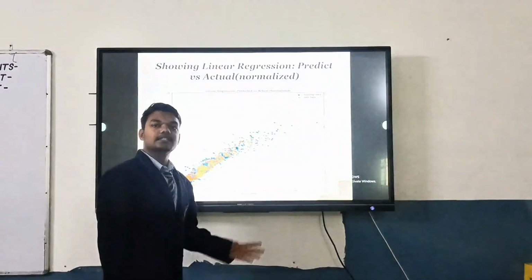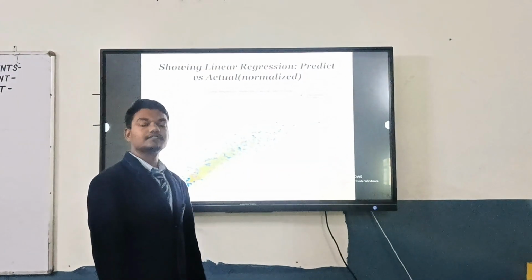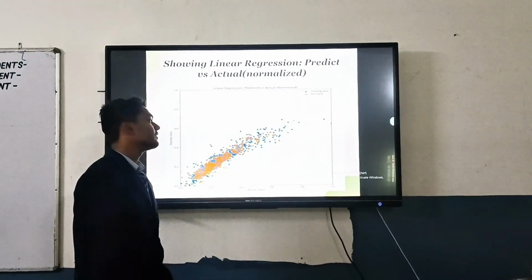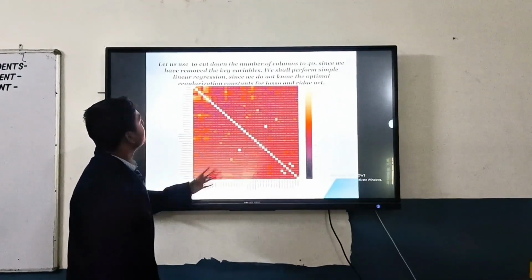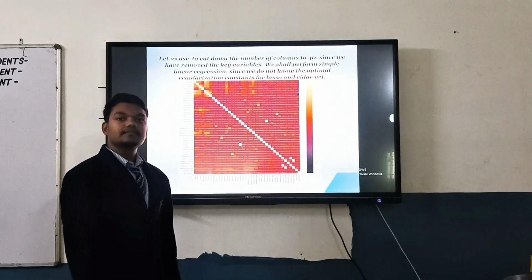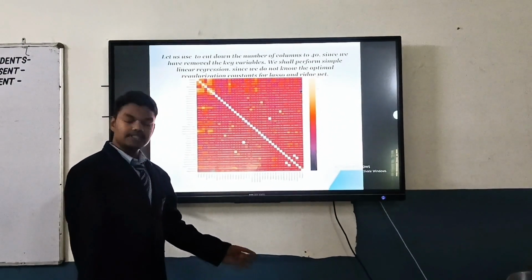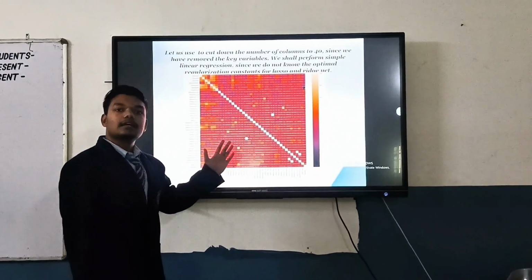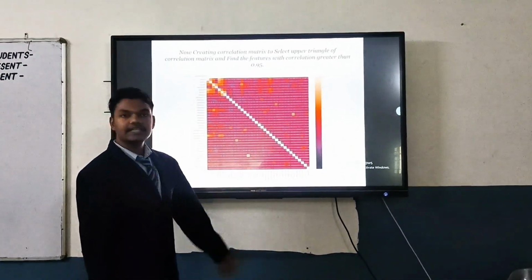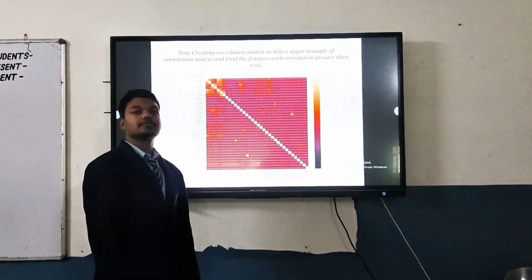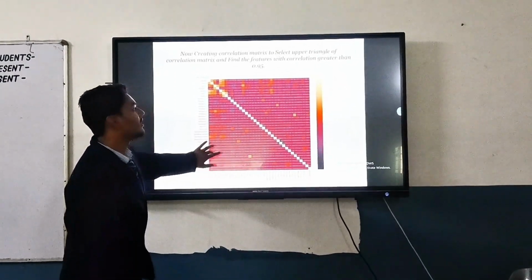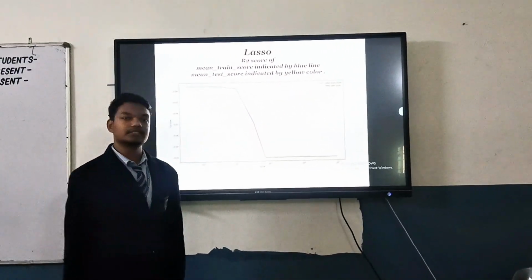This graph displays the predicted versus actual scatter plot used to evaluate the performance of the linear regression model. Here we cut down the number of columns to 40 since we removed key variables, and we performed simple linear regression. Now we created a correlation matrix and found features with correlation greater than 0.95. Now I would like to call Divyanshu to continue further.